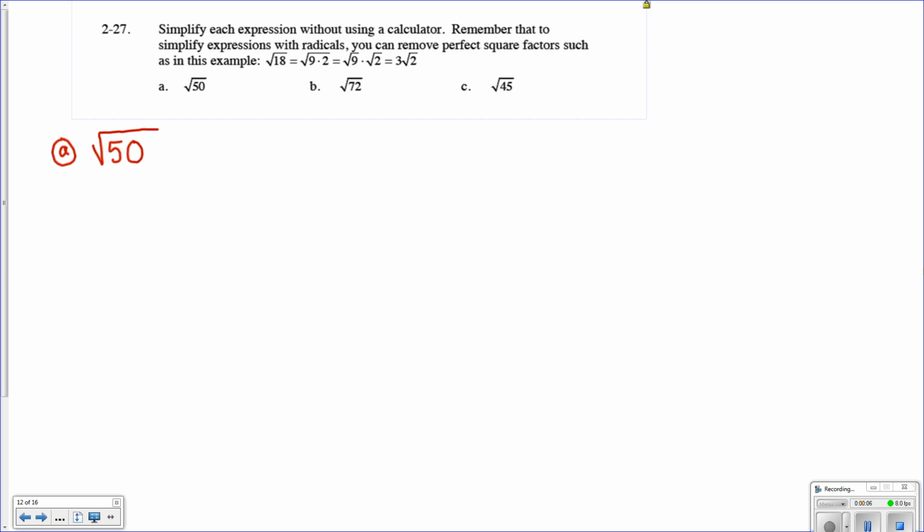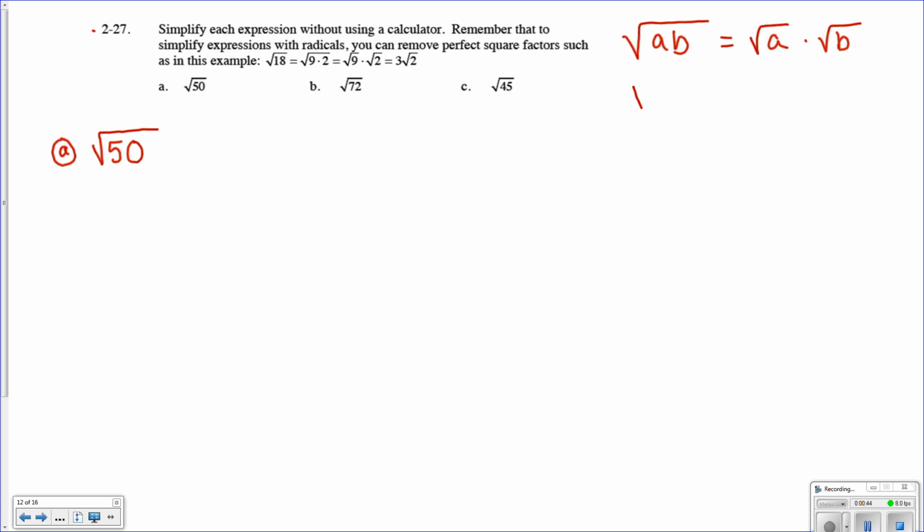Problem 2-27 says simplify each expression without using a calculator. Remember that to simplify expressions with radicals, you can remove perfect square factors such as in this example. All right, so remember this all comes from the rule: if you have the square root of a product, AB, it's the same thing as doing the square root of A times the square root of B. As long as you're multiplying underneath the radical, you can split it apart. Take the square root of each of the factors and it'll give you the same thing.